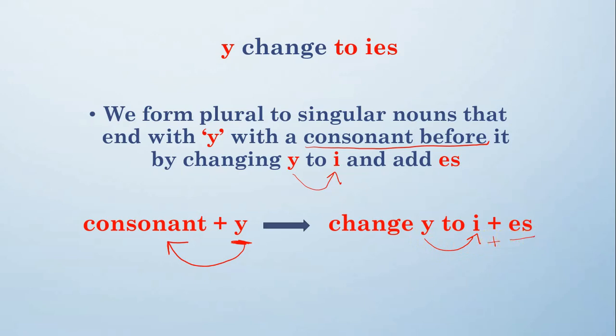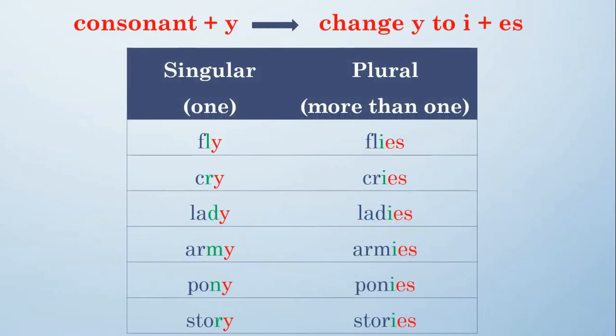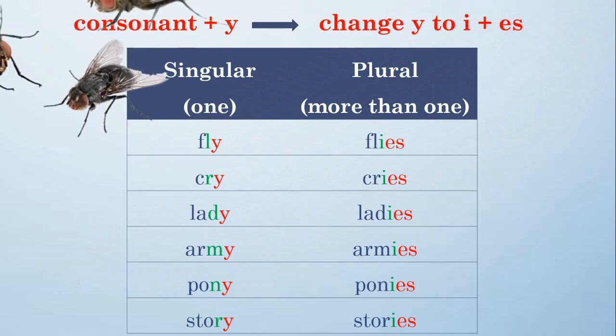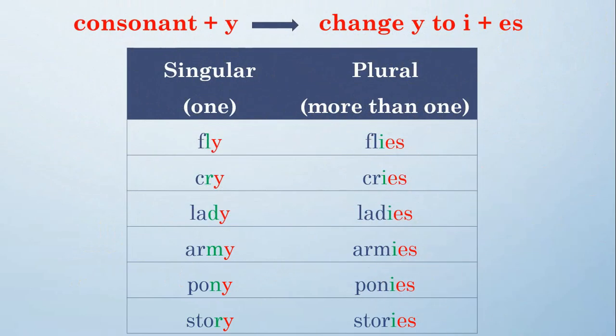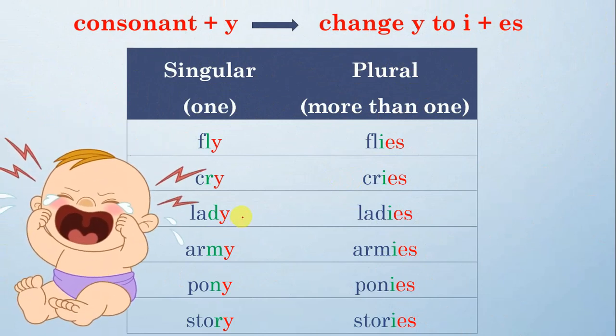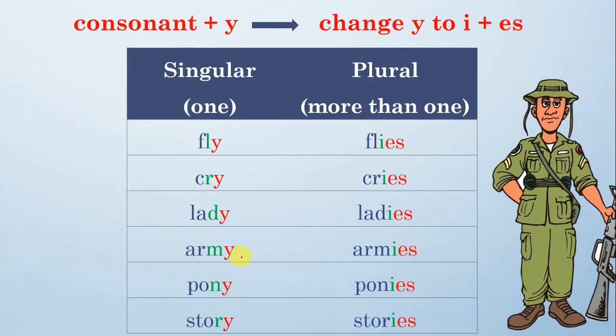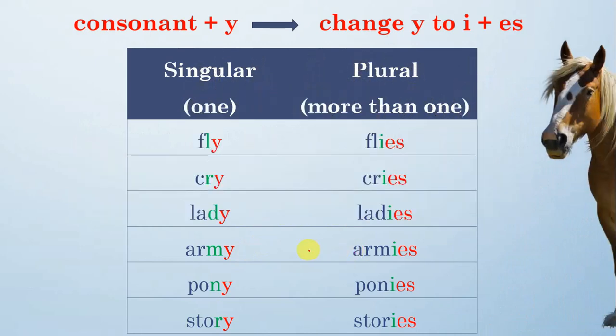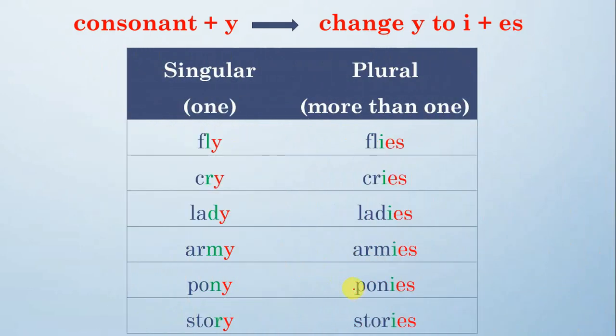Let's look at some examples. Fly, flies. Cry, cries. Lady, ladies. Army, armies. Pony, ponies. Story, stories. So what do you need to consider? You need to see if there's a consonant before y. So when there's a consonant before y, you will change the y into i, and then you will add es.